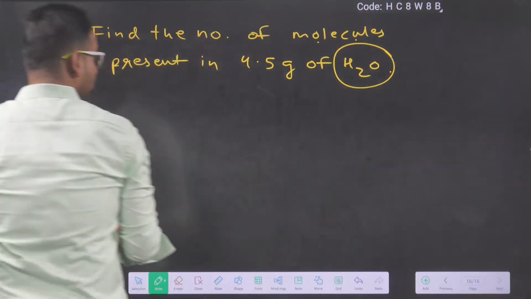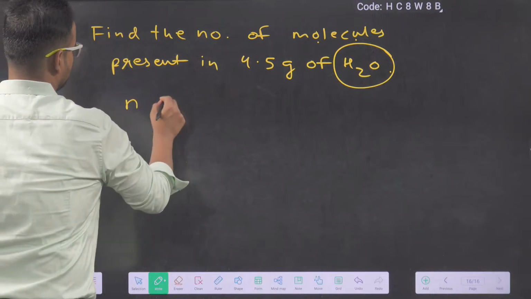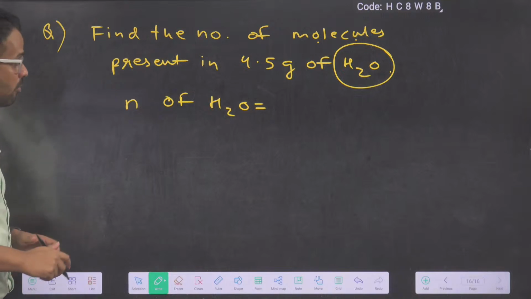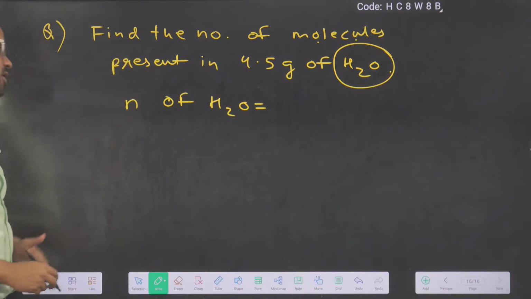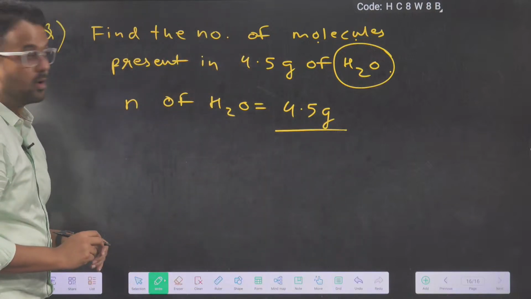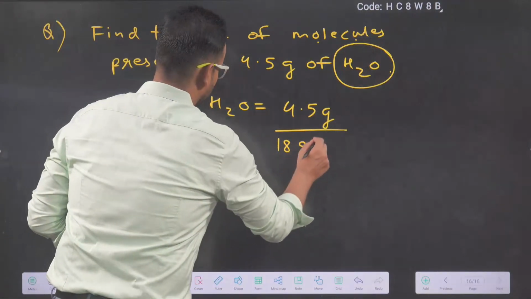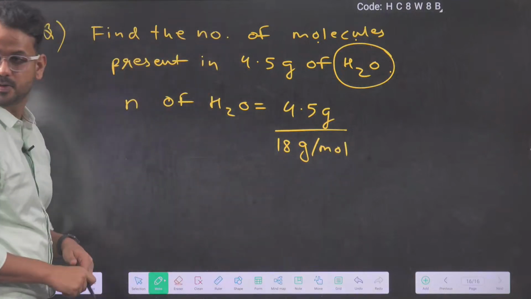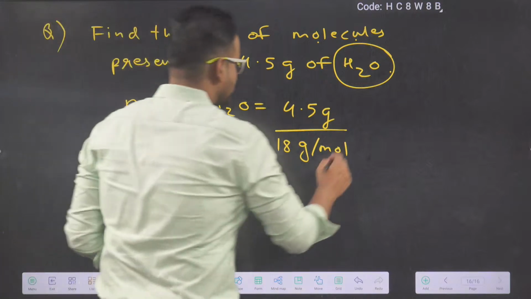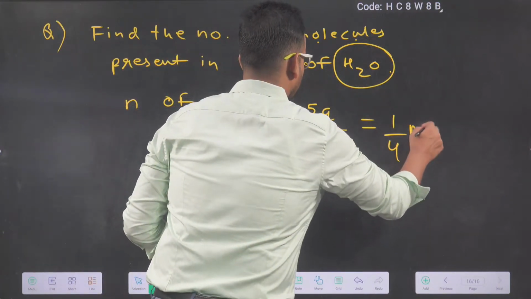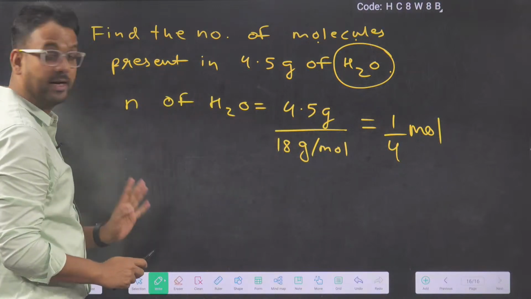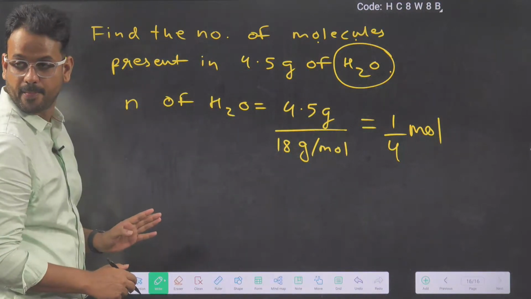Okay, so now what you will do is, first step, mass is given, so you will calculate the moles of water. Moles is given mass upon molar mass. Given mass 4.5 gram, molar mass 18 gram per mole. So this becomes how much? This becomes 1 by 4 mole. Given mass by molar mass, 4.5 into 4 is 18. So this is 1 by 4 mole.